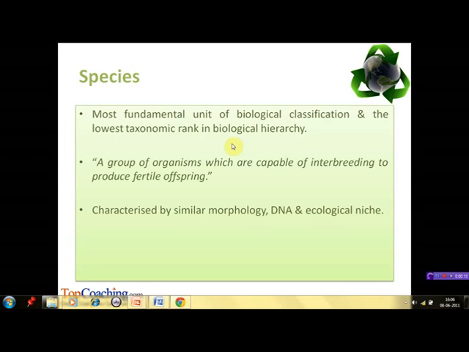We can define a species as a group of organisms which are capable of interbreeding to produce fertile offspring. This point is important because as we know that a horse and a donkey are known to interbreed, but the offspring they produce, that is a mule, is not fertile, it is infertile. Therefore, a donkey and a horse are not going to belong to a single species. All the members of a species are characterized by similarity in their morphologies, DNA, that is their genetic material, and ecological niche.